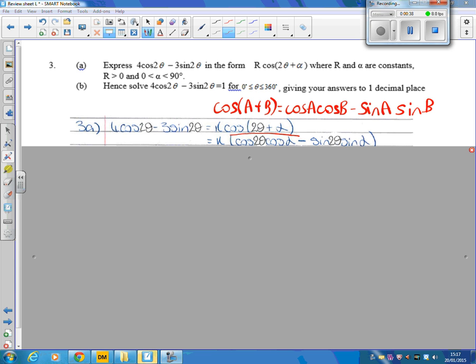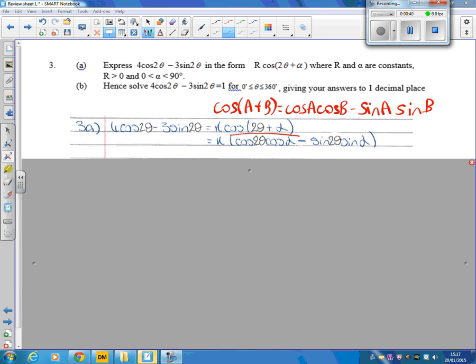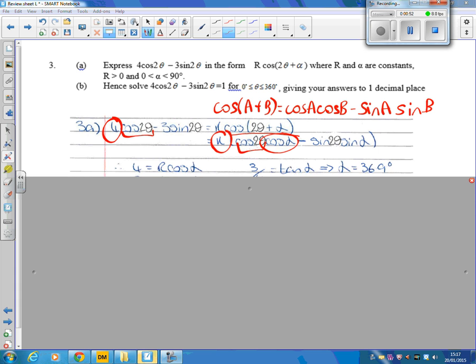Then we need to compare again. So comparing this side, the cos 2 thetas are the same. So if these two expressions are equivalent, 4 has got to be the same as r cos alpha. Gives us that one. And same thing, there would be an r there if I expanded out. So I'd have sine 2 thetas are the same. And then r sine alpha has got to be 3.